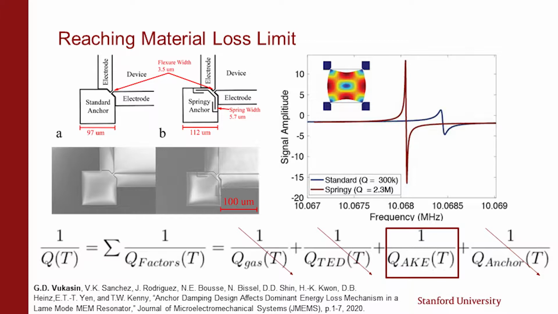Lastly, I made the anchor more compliant in order to reduce anchor damping, which you can see here, the springy anchor. This leaves us with the limiting mechanism, or the largest damping mechanism, of Q_AKE, which is the Akhiezer-limit. This is the material loss limit, which in our case is silicon. This is the best Q that we can possibly achieve. And so I published these results in the Journal of Microelectromechanical Systems.